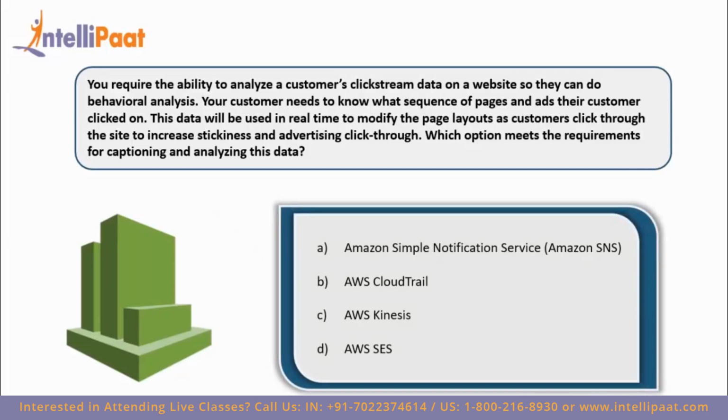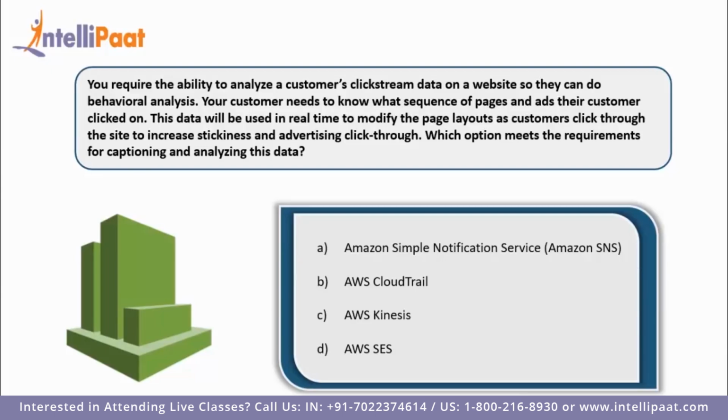The first question says, you require the ability to analyze a customer's clickstream data on a website so they can do behavioral analysis. So your customer needs to know what sequence of pages and ads their customers clicked on. This data will be used in real time to modify the page layouts as customers click through the site to increase stickiness and advertising click-through. Which option meets the requirement for capturing and analyzing this data? All right. So the options are Amazon SNS, AWS CloudTrail, AWS Kinesis, and AWS SES.